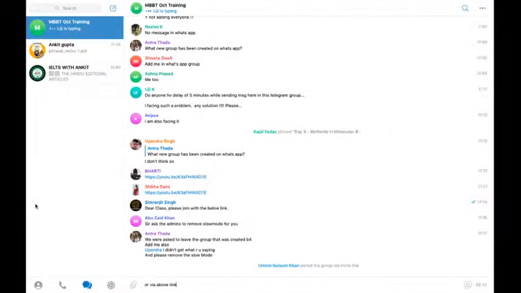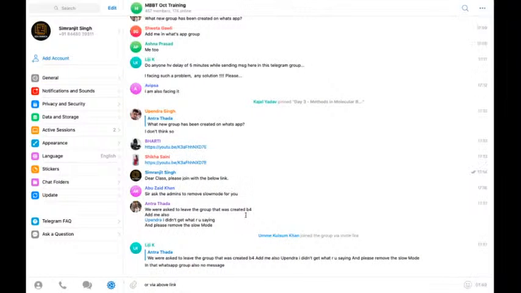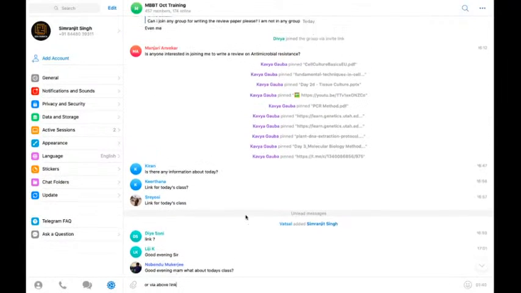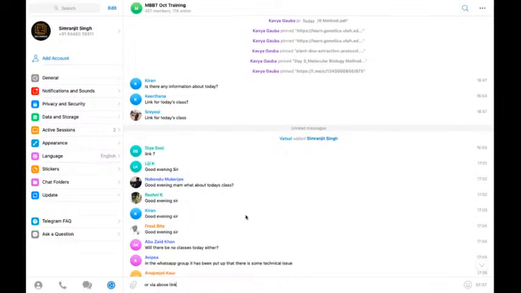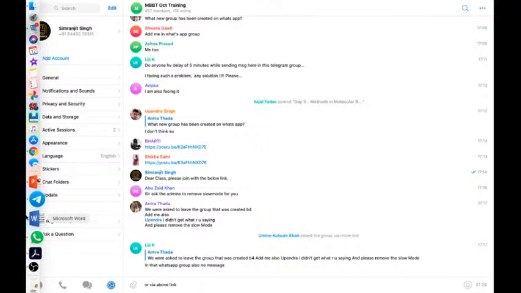I cannot send messages due to some error. Slow mode is enabled. You cannot send messages. So what is slow mode? Admin, please remove the slow mode for me.